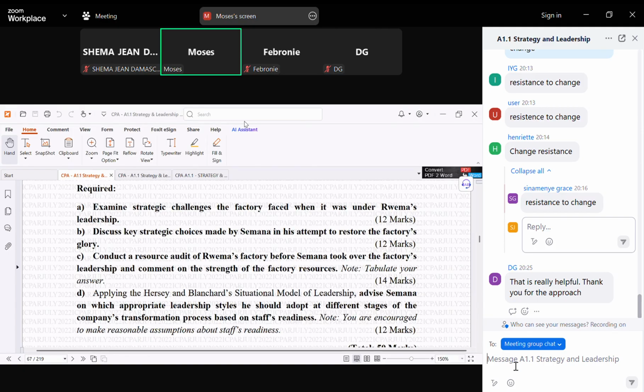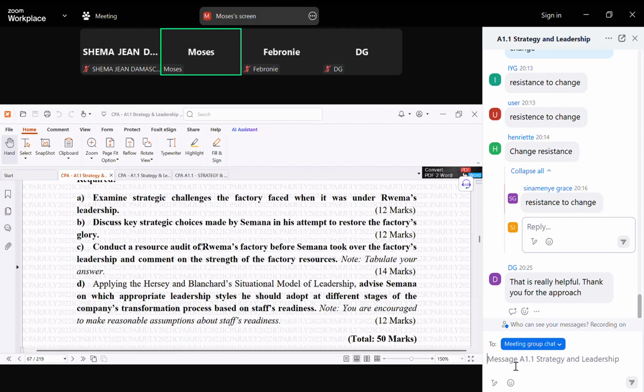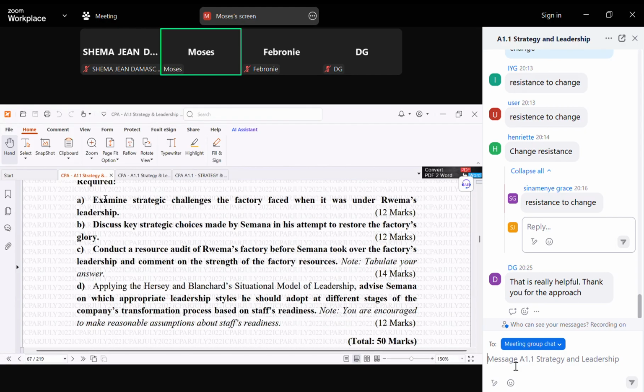That's a good question. Now, I completely forgot to say that you should pay attention to the verb. In examination settings, we call it the action verb. I want to identify action verbs for you and then come back and explain them in this paper of July 2022, which we took as an example. Question 1, part A says examine. Part 2 says discuss. 3 says conduct. 4 says apply. And then advise.